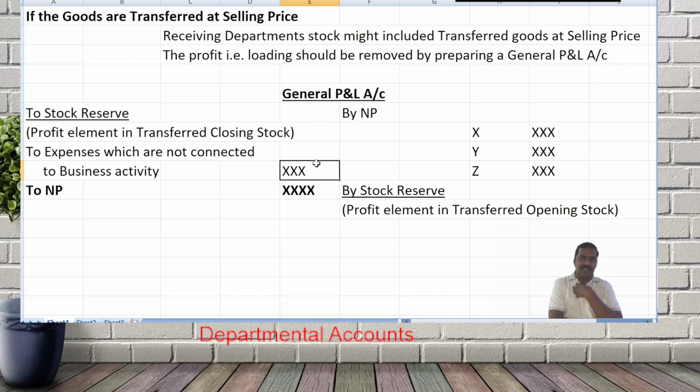I manufacture at cost. If I transfer at cost, debits are at cost and the credit transfer is also at cost. My performance will be what? Understated. So while preparing the trading account, you will record at what price? Invoice price. Opening stock, transfers, everything at invoice price. The profit element alone is removed by preparing a general P&L. Take it.